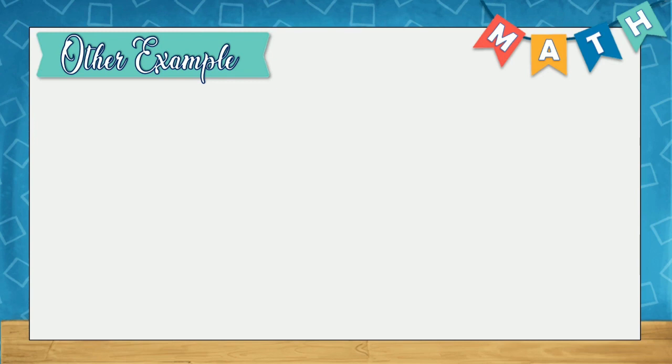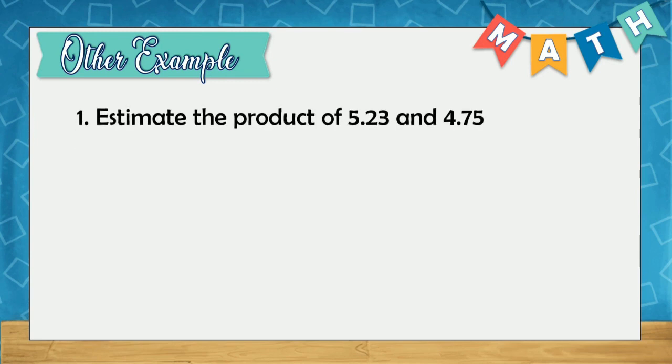Let's take another example. Estimate the product of 5 and 23 hundredths and 4 and 75 hundredths. To get the answer, first we are going to round off the factors to the nearest whole number before multiplying. So let's round off 5 and 23 hundredths. Is this number closer to 5 or closer to 6? Alright, 5 and 23 hundredths is closer to 5.